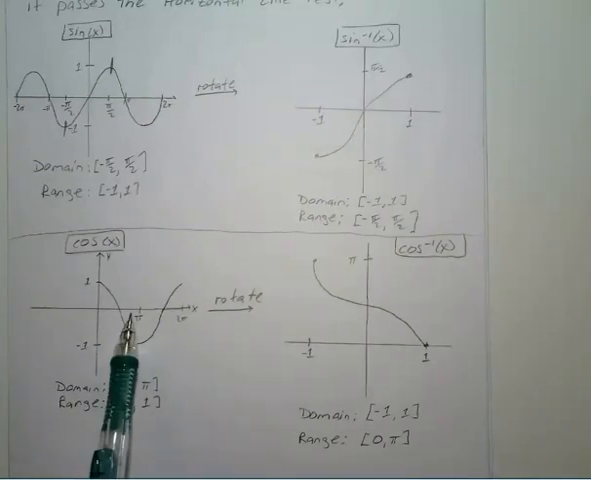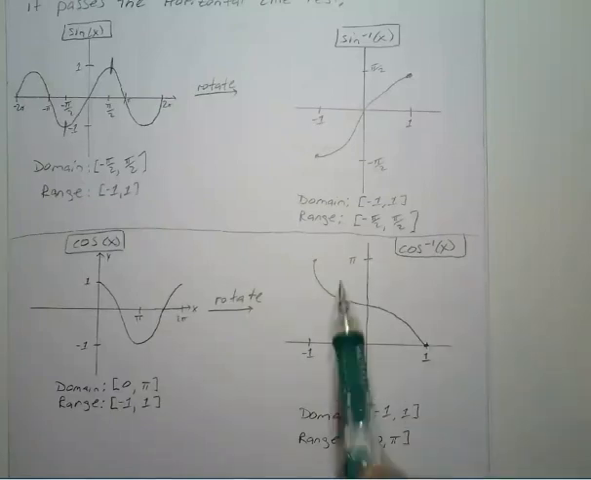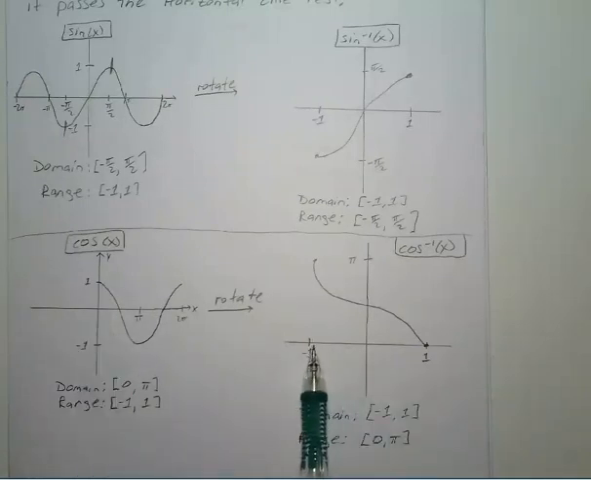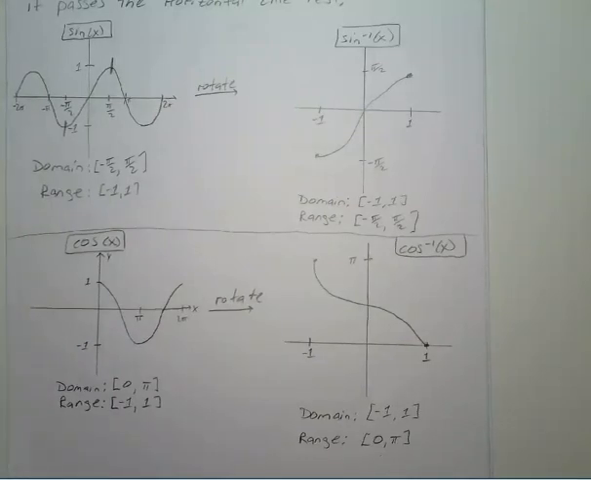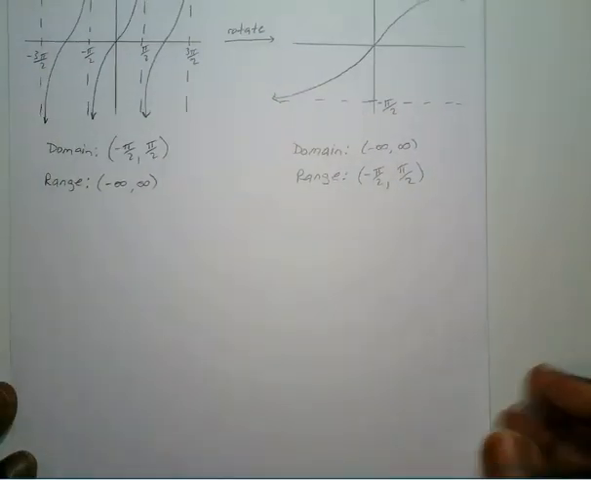If we get that graph and rotate it so that our y-axis is horizontal and our x values are vertical, instead of our range being from negative 1 to 1, now our domain is from negative 1 to 1. And we're still going from 0 to pi for our range. If you're still writing this, feel free to pause it, but we're going to move on to our tangent graph.